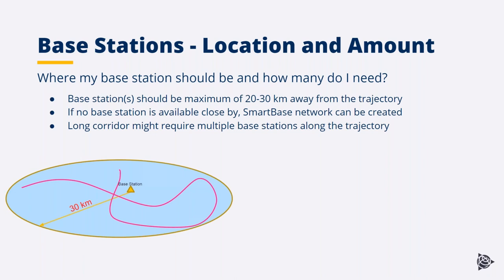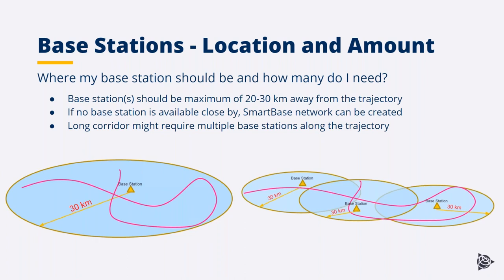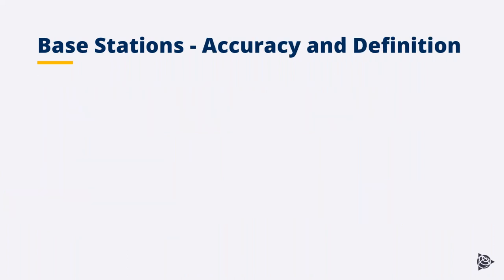I have a couple images here to show you the same things in a visual way. This could be an example of the pink trajectory, which is within a 30 kilometer radius of this base station in the middle. So that would be a good way to have a base station. Or on the right side, if you have a long corridor, maybe extending over 100 kilometers, then you would probably need 2 or 3 base stations like this, which in total cover your trajectory. And that's what we call multi-single base mode in POSPac.